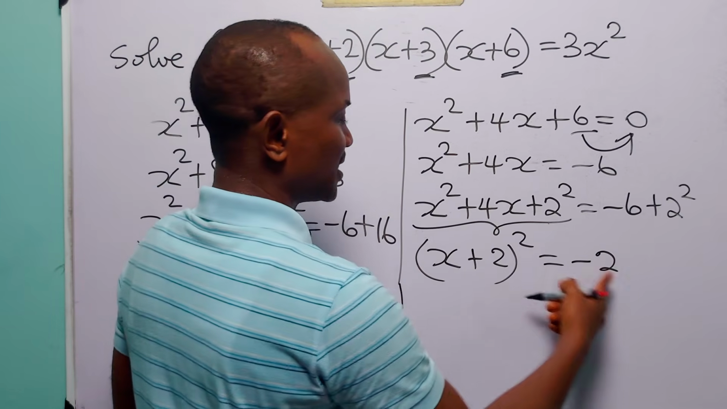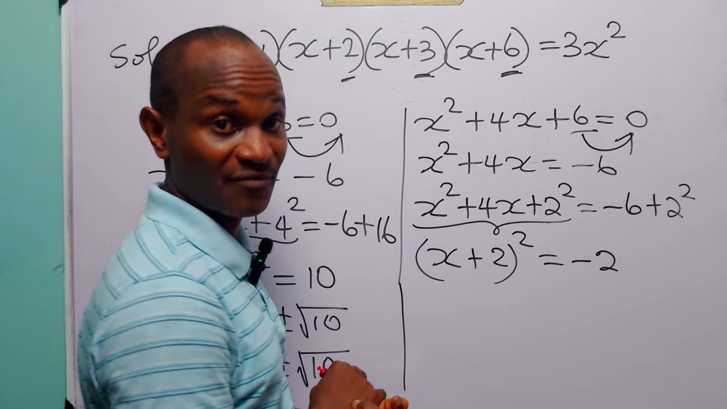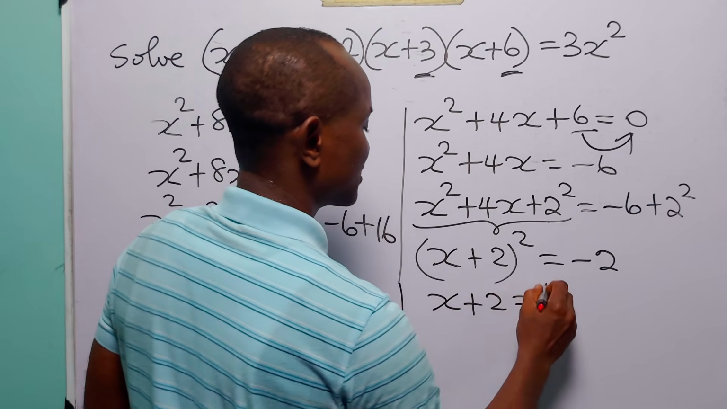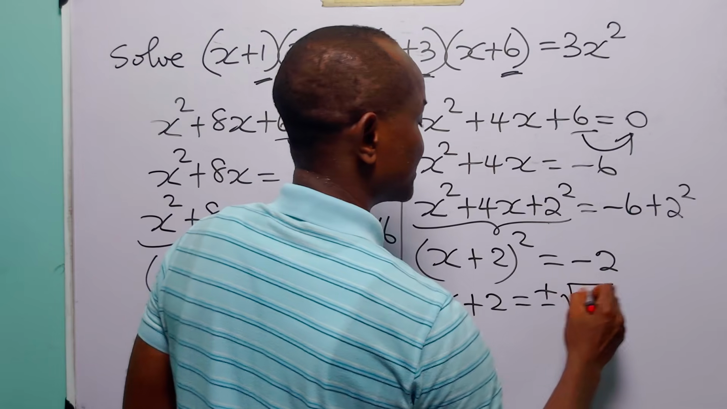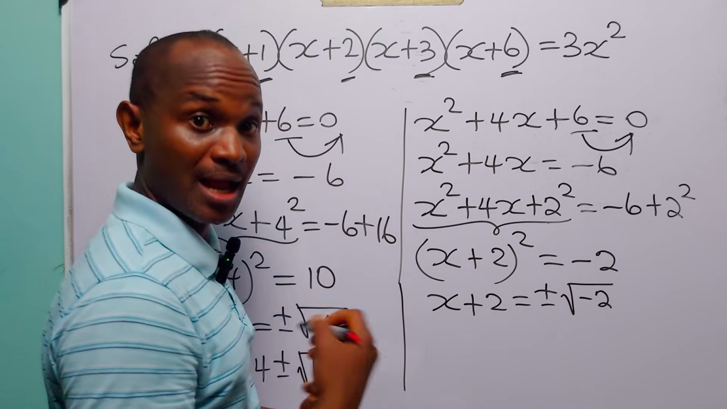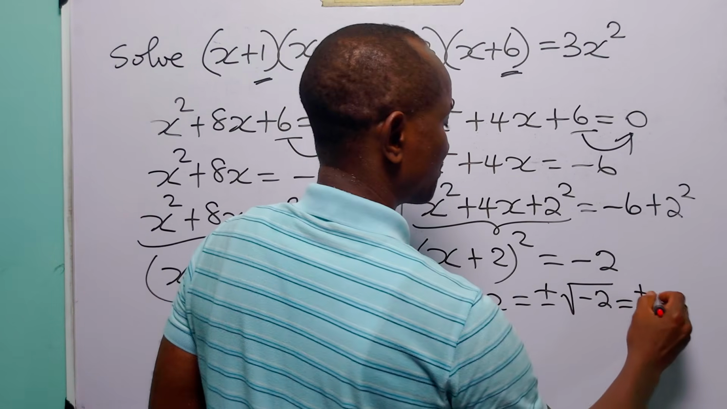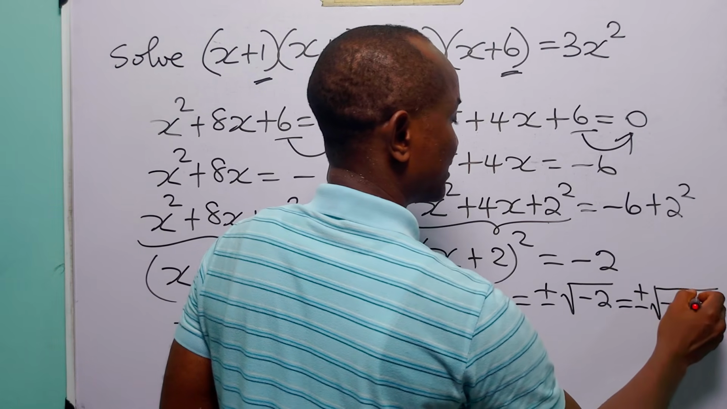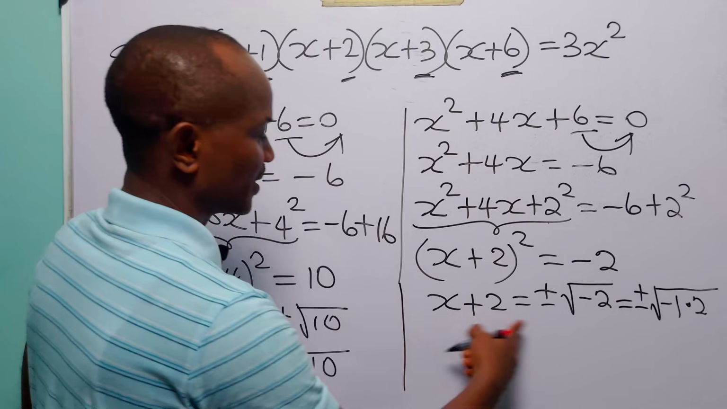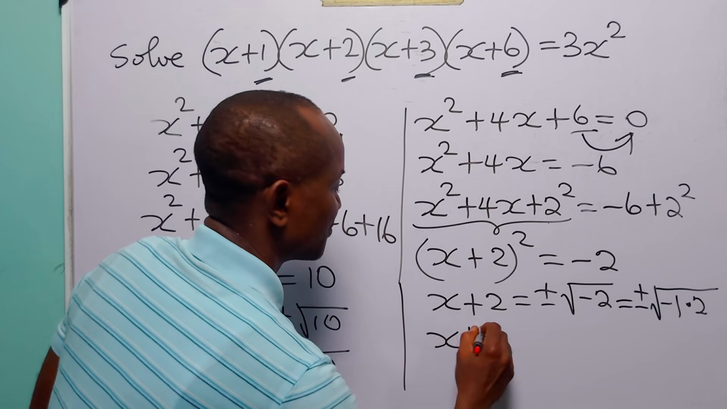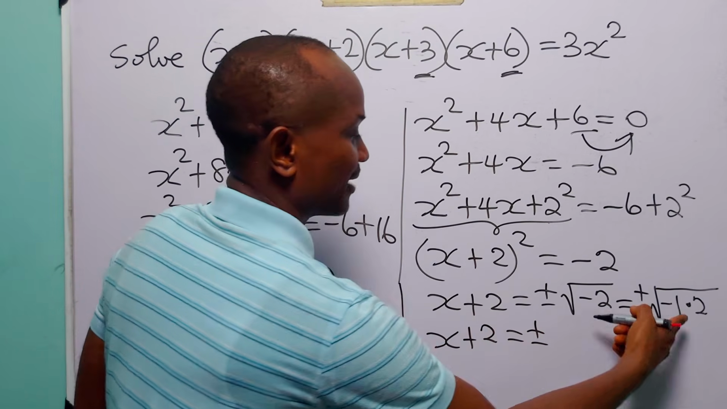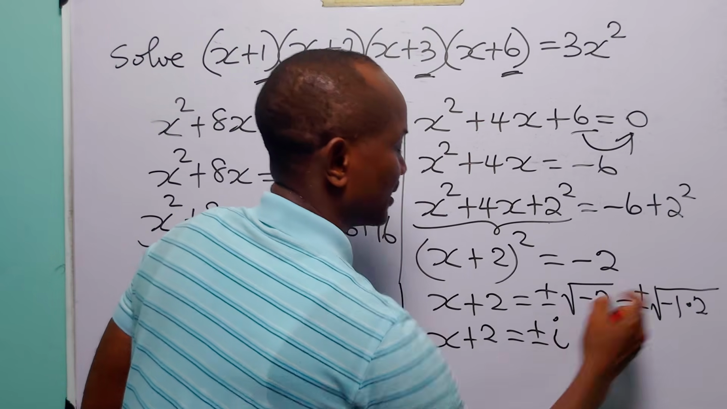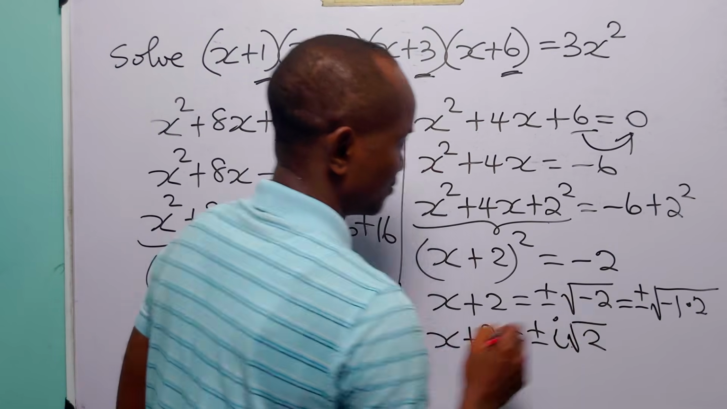And finally, we need to take square root of both sides of this equation. When we do that, we have that x plus 2 is equal to plus or minus the square root of minus 2. And of course, you know that this is the same thing as plus or minus the square root of minus 1 times 2. Now, we have that x plus 2 is equal to plus or minus the square root of minus 1 is i. Then we have root 2.